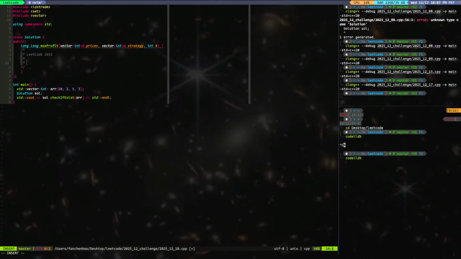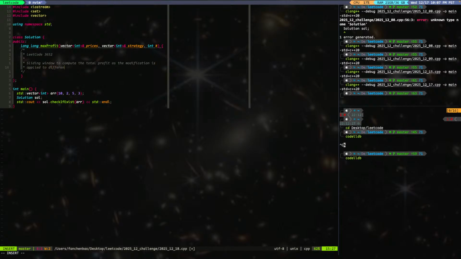3652. Sliding window, right, to compute the total profit as the modification is applied to different stretches of the strategy.